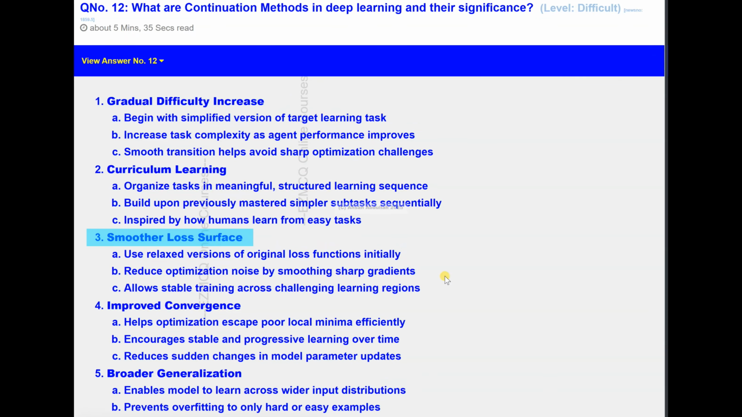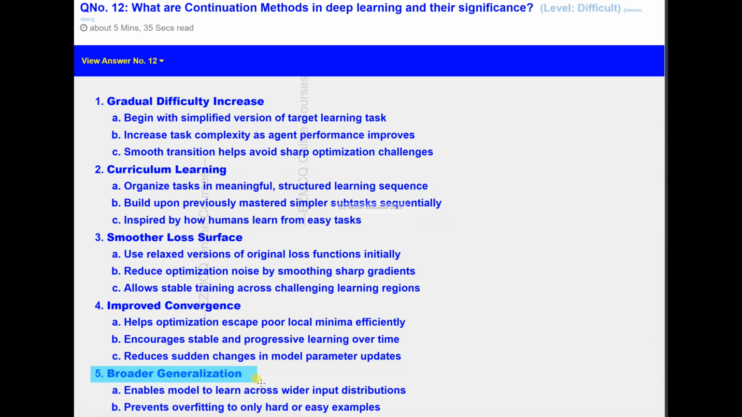All right. Then what is meant by improved convergence? Improved convergence enhances the learning efficiency. How? By guiding the model away from poor minima and ensuring steady progress over time, gradual learning, so to say. And finally is the broader generalization.